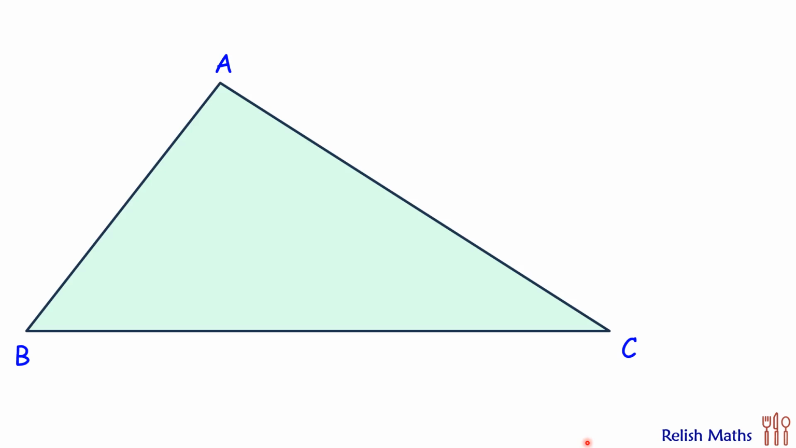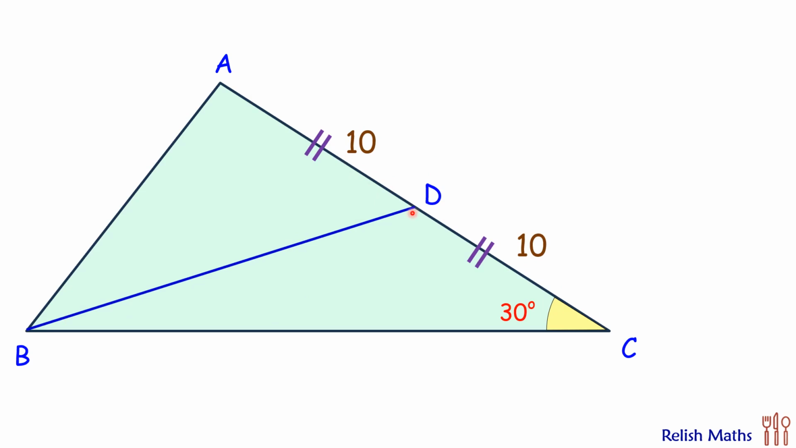The question given to us is triangle ABC with angle C as 30 degrees. From vertex B, we are drawing a median BD such that AD and DC are equal and they are 10 cm each. Also given is this angle CBD, this angle is 15 degrees. Using this data, we have to find the length of AB, or we have to find the value of X.